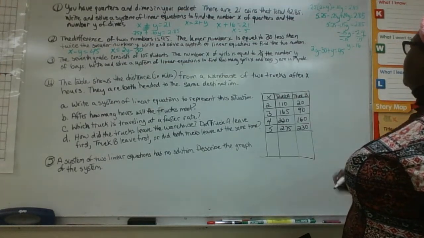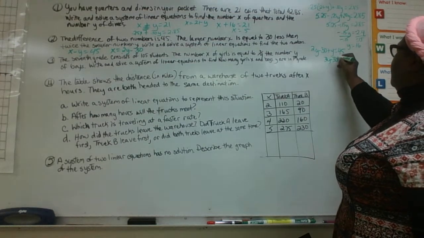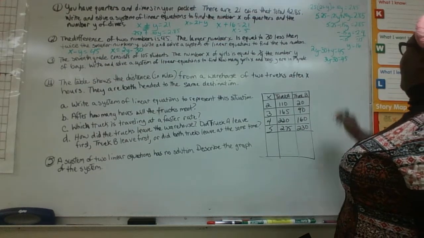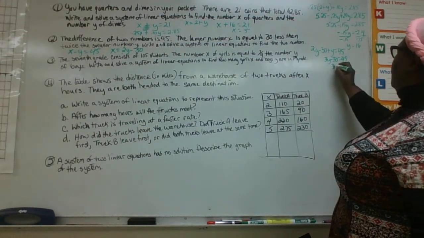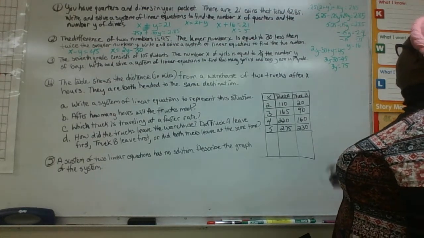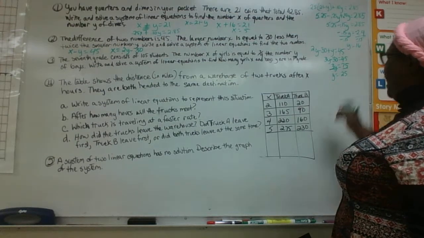Okay? So we're going to combine our y's. We have 3y minus 30 equals 45. We're going to get rid of our 30 by adding it to both sides. So 3y is equal to 75. And then we're going to divide both sides by 3. And y is going to be equal to 25.